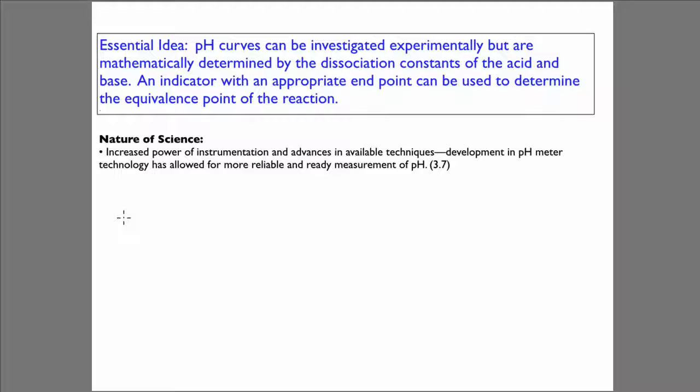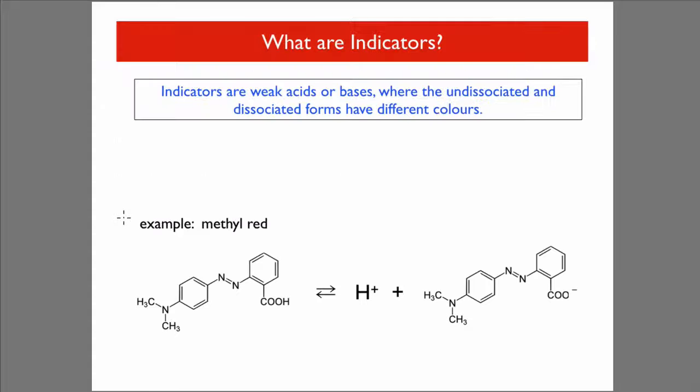Nature of science: increased power of instrumentation and advances in available techniques. Development in pH meter technology has allowed for more reliable and ready measurements of pH. So what are indicators? Indicators are weak acids or bases where the undissociated and dissociated forms have different colours. For example, HIn, the molecule, dissociates into the hydrogen ion and the indicator ion, which have different colours.